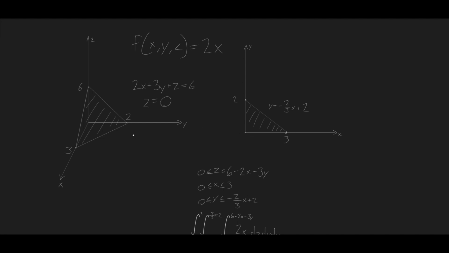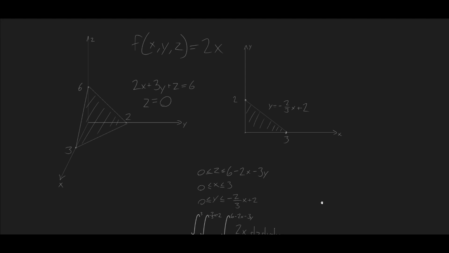So first step is to define our bounds for the integral. Our z bounds are going to be from the plane z equals 0 to the plane z equals 6 minus 2x minus 3y. Our bounds on x are going to be from 0 to 3, while our bounds on y are going to be from the line y equals 0 to y equals minus 2 over 3x plus 2, or this line. So we can use this graph to help us look at the bounds on y.